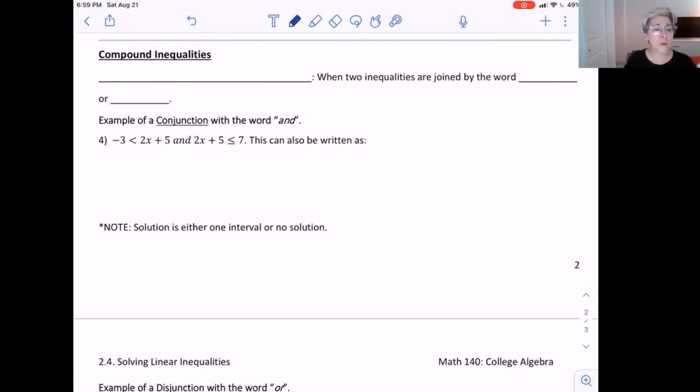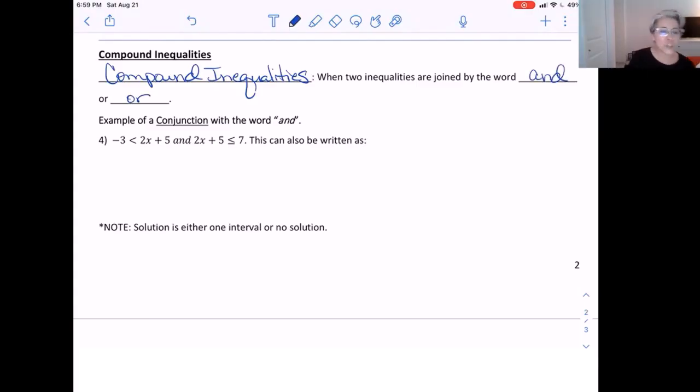So now we are working with what's called compound inequalities. This is when two inequalities are joined by the word "and" or the word "or". When we're using the word "and", it's called a conjunction. An example of a conjunction with the word "and" would be number 4: -3 < 2x + 5, and 2x + 5 ≤ 7.